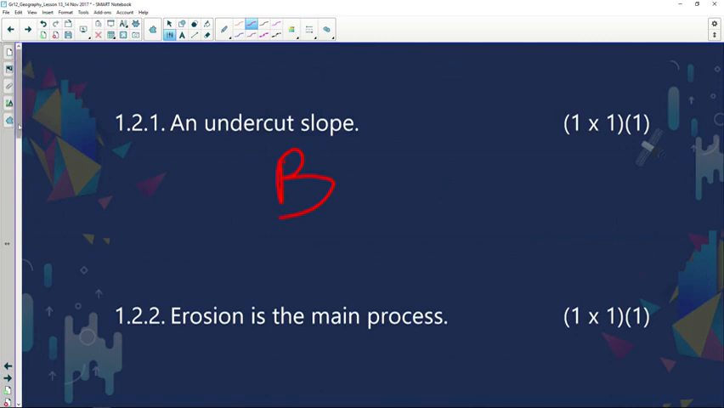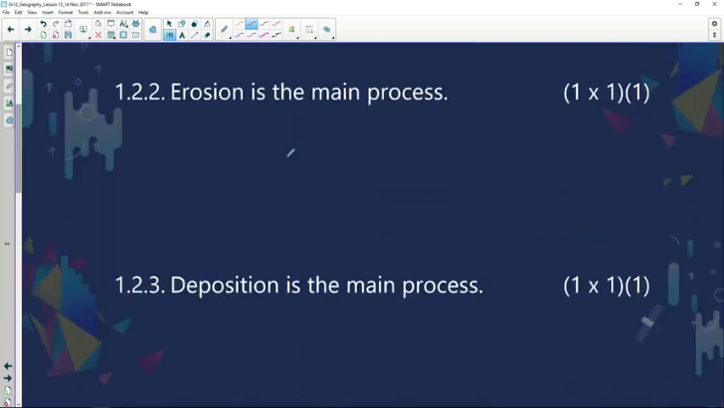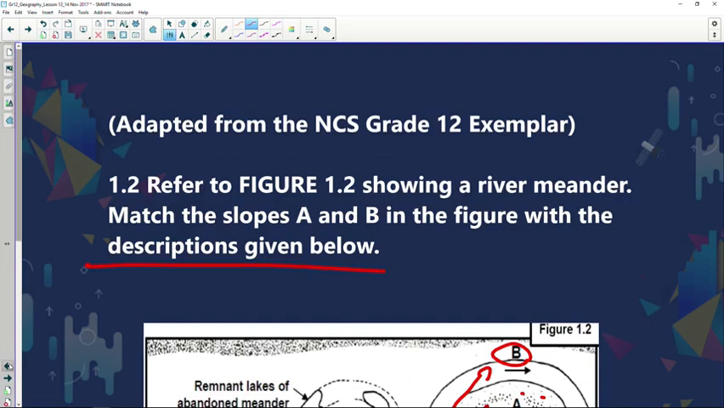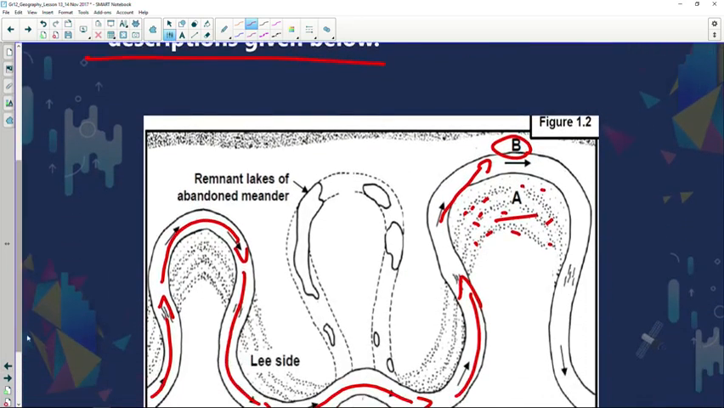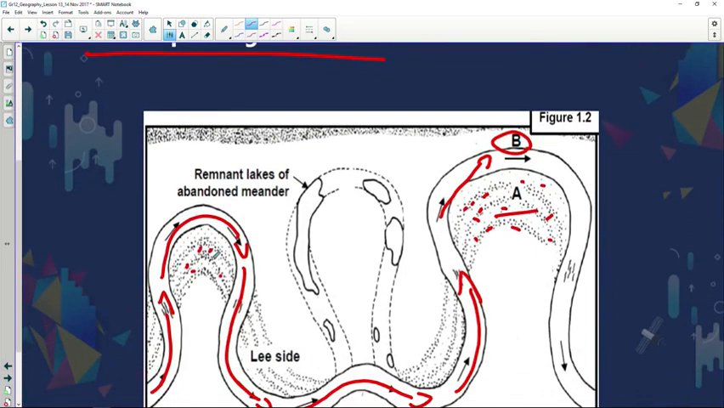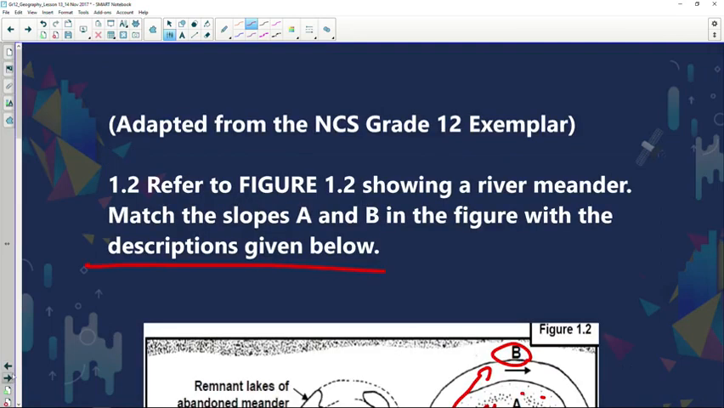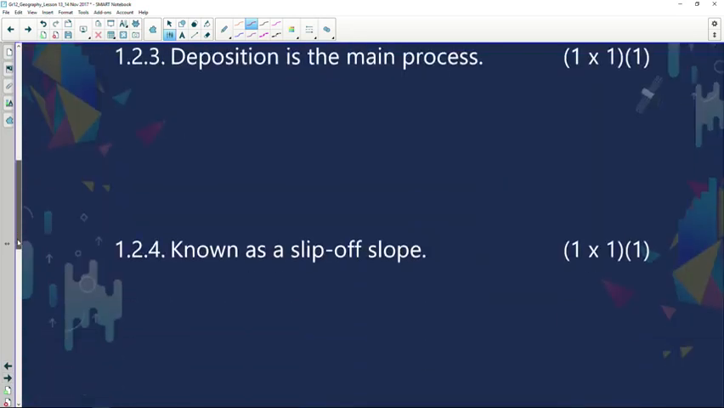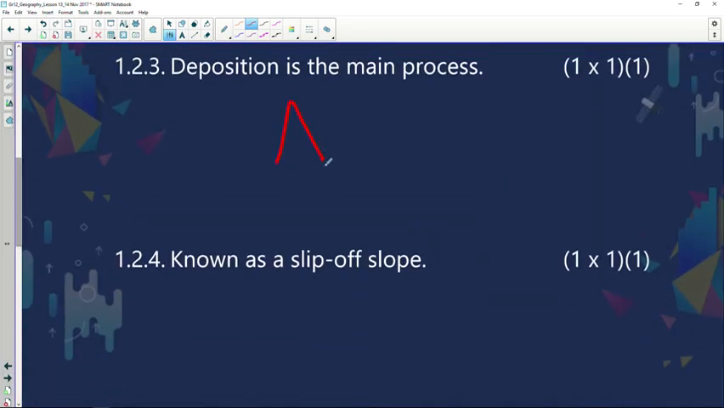Erosion is the main process, like I've just mentioned. It's not like we can steer the water, so that's definitely going to be B. Deposition is the main process. If we go back over there at A, on the inside bend, you can see the debris and sediments taking place over there. Is A, known as the slip-off slope. That is also where the deposition takes place, number A.